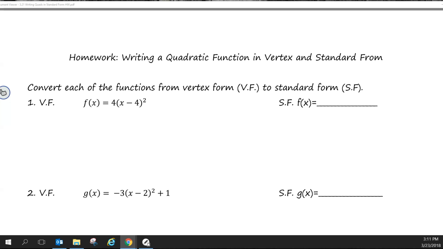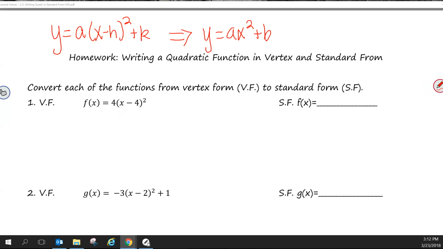We are taking quadratics that are in vertex form and converting them to standard form. So the first part of this is just multiplying out what you have up here and getting it into the form. We want to go from our vertex form, which is y = a(x - h)^2 + k, and we're trying to take it to the form where y = ax^2 + bx + c. So what we're going to end up doing is multiplying this guy out and then combining our like terms.